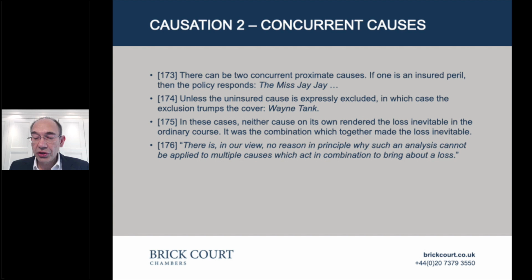And in insurance, if one of the proximate causes is an insured peril and the other is not, then the policy responds, and that's the Miss JJ. But there's an exception. If the other cause is not merely uninsured, but is in fact an express exclusion from the policy, then the exclusion trumps the cover, and there is no cover, and that's the Wayne Tank case.